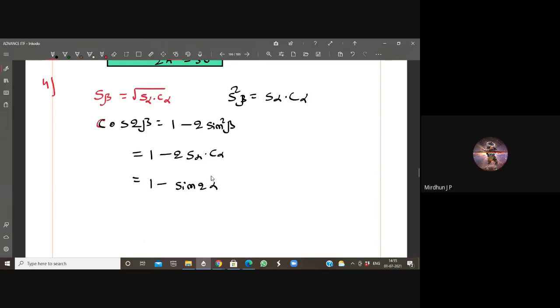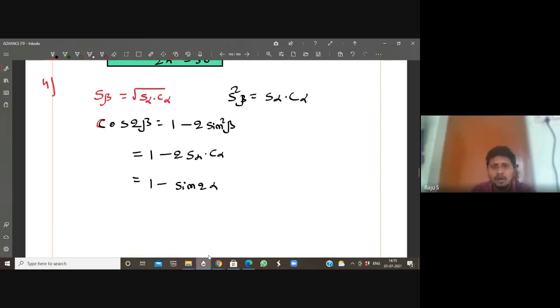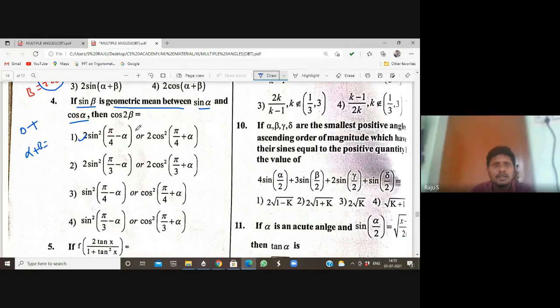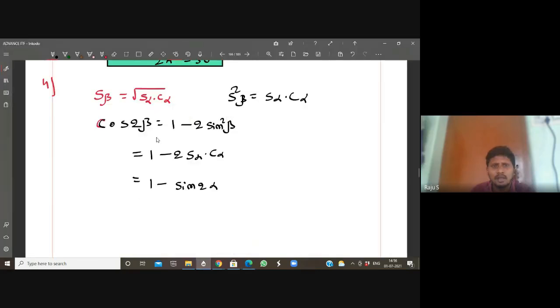So we can take any value of alpha and beta. Take some alpha value. What is the alpha value you want to take? 0. Yes, you can take some alpha and beta value. So here we got cos 2 beta is equal to 1 minus sin 2 alpha. When I take alpha equal to 0, what is the cos 2 beta value? LHS. Cos 2 beta value, 1 minus 0, we got 1.